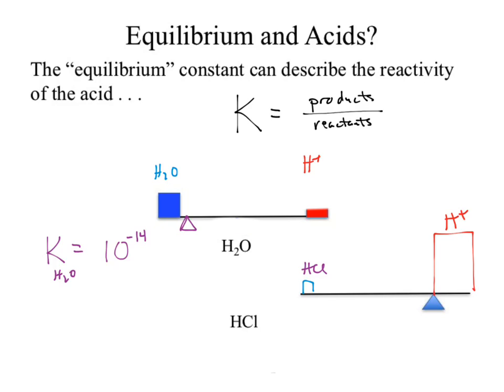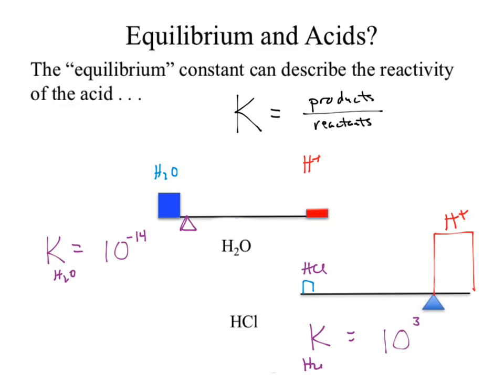If I use HCl, what happens to my K constant? Product concentration, the H plus, is very, very high. The reaction concentration is very, very small. I get a K value that is very, very large. We're looking at something, and this one I actually don't know off the top of my head. 10 to the, let's say 3.